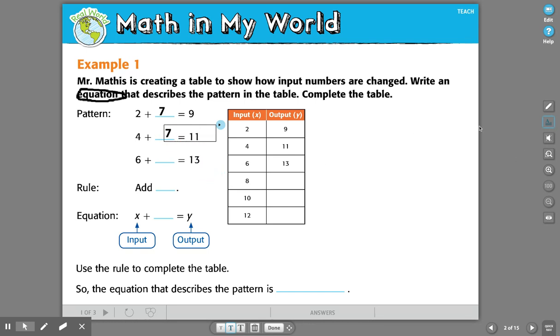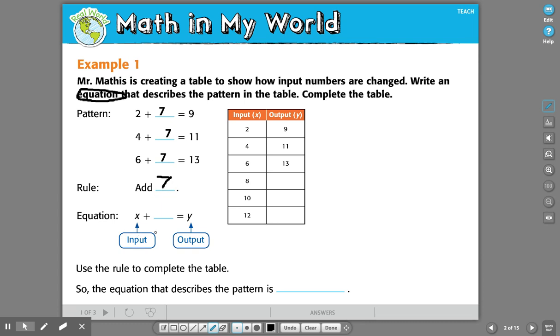All right, remember we have to keep checking all of our patterns. This is just not my friend today. All right, let's check the next one. 6 plus what gets us to 13? 6 plus 7. So what is our rule going to be? Add 7.